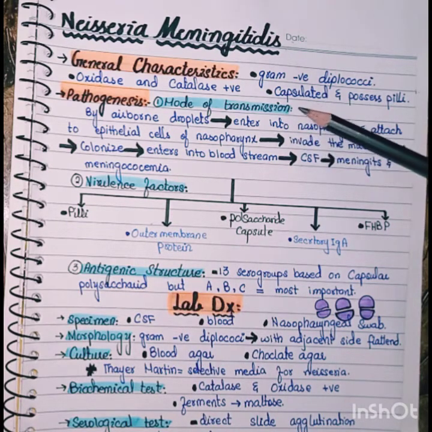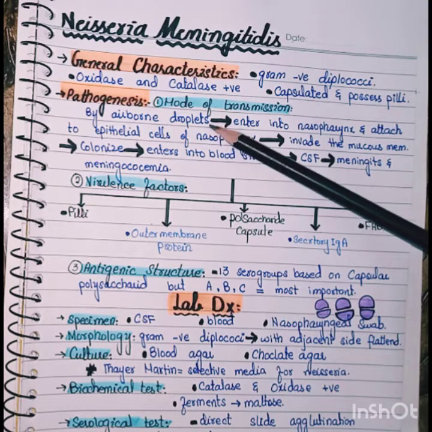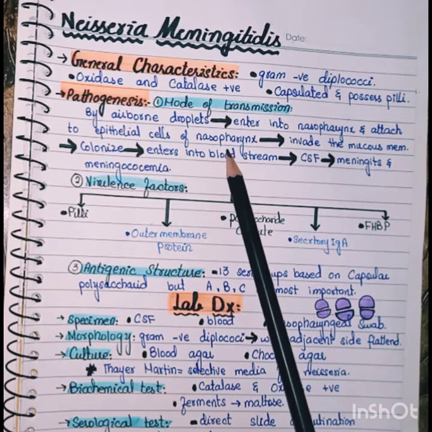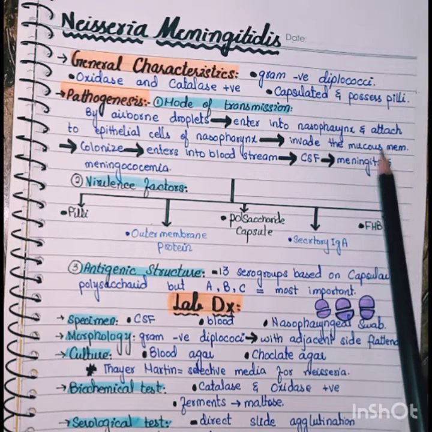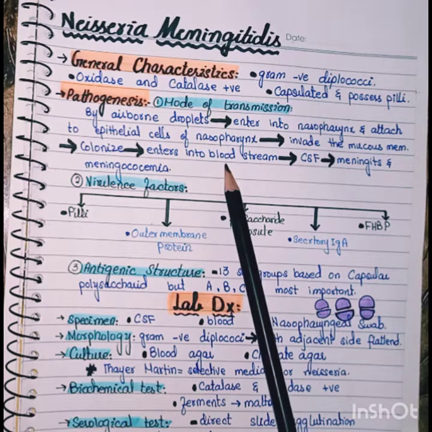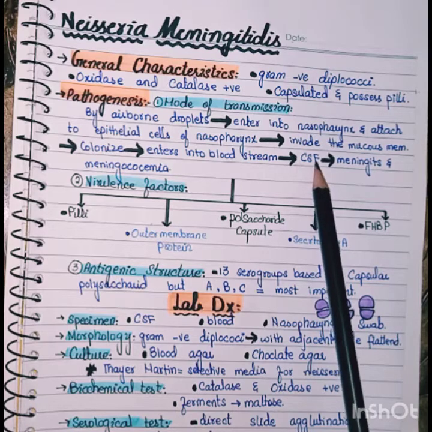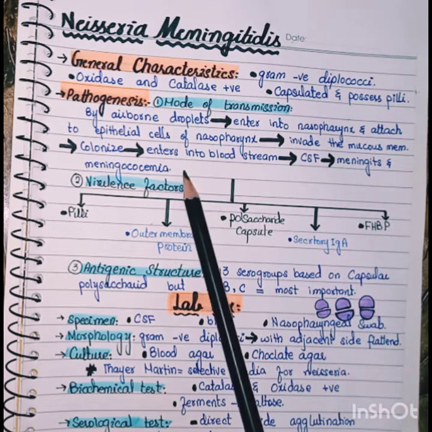First, mode of transmission. Humans are the natural host, so they are transmitted by airborne droplets. Then they enter the nasopharynx and attach to the epithelial cells of the nasopharynx. Then they invade the mucous membrane where they colonize and then enter the bloodstream. After entering the bloodstream, they enter the CSF, cerebrospinal fluid. In the CSF, they attach to the meninges through their pili and cause meningitis and meningococcemia.